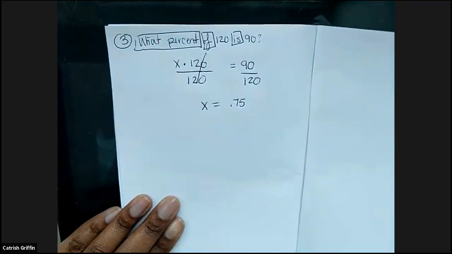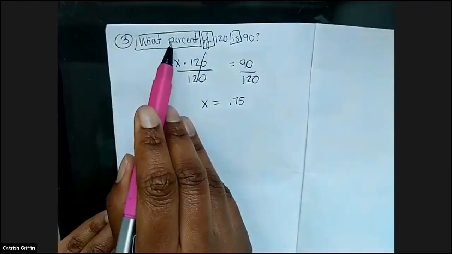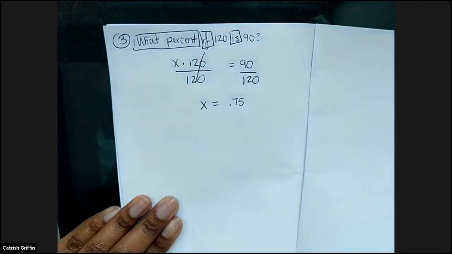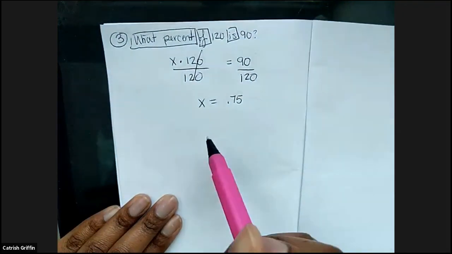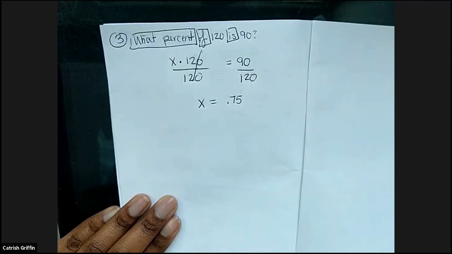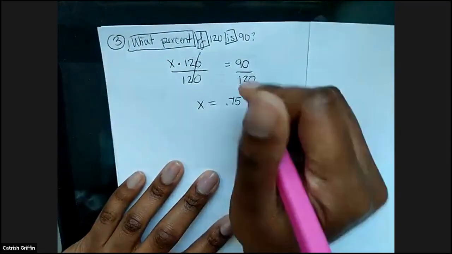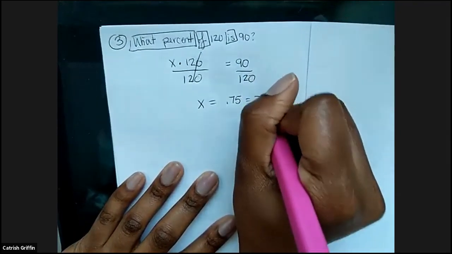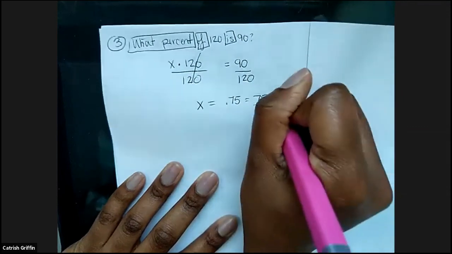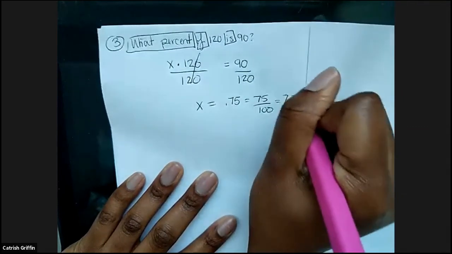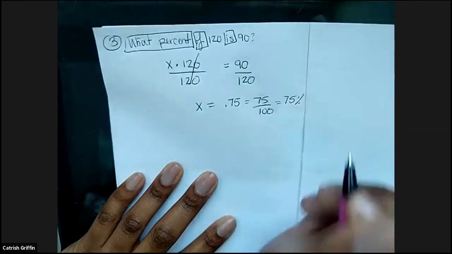This is not a percent. The question asks what percent, so that means I need to give my answer in the form of a percent. There's two ways I can think about turning this decimal into a percent. One way is to multiply by 100. The other way is to convert it to a fraction and then turn that fraction into a percentage. So this is 75 hundredths. When I do that, I end up with, oh, it's just 75 over 100. That means it's 75%.